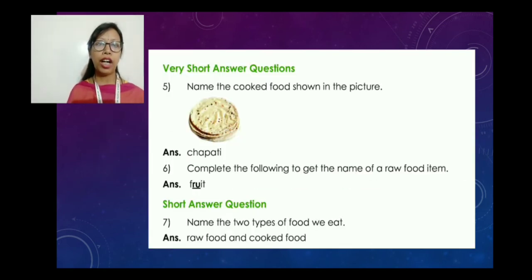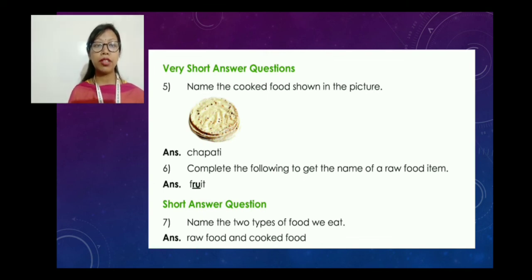Question number 5. Name the cooked food shown in the picture. So answer is chapati. So you can write chapati or roti. Then question number 6. Complete the following to get the name of a raw food item. So the answer is fruit. F-R-U-I-T, fruit.